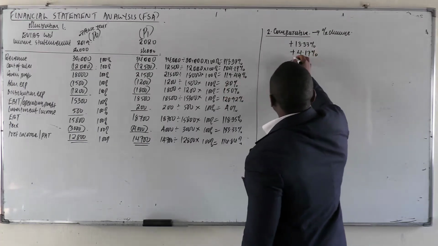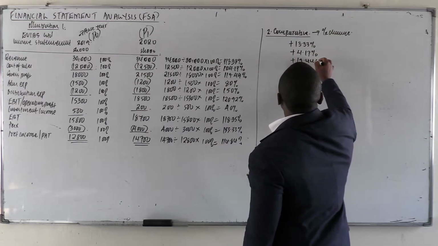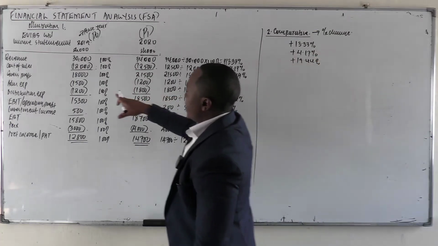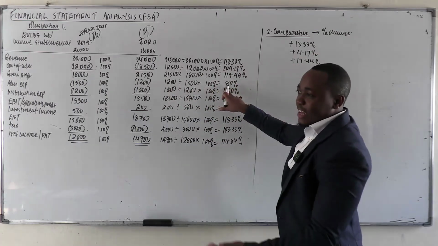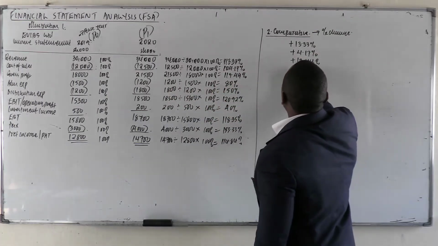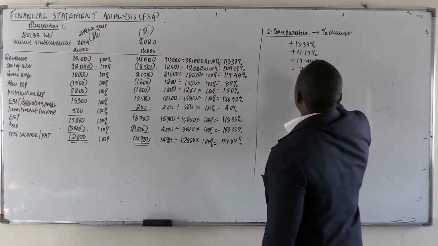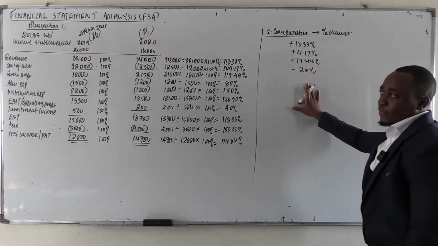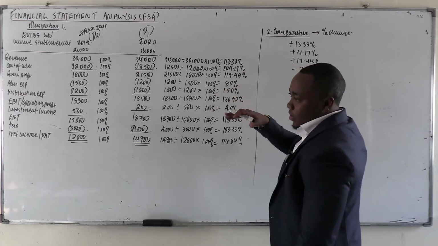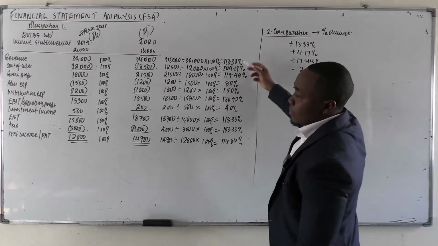This was an increase by 19.44%. Now, for the admin expense, this was 100%. This is 80%. So it's a reduction by 20%. When you focus only on the percentage change, that one becomes comparative. But for the trend or the horizontal common size, you have to show the entire percentage.